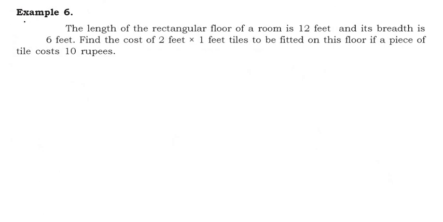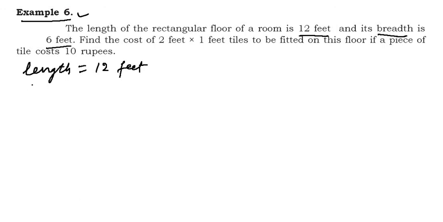Let us come to example 6. The length of rectangular floor of a room is 12 feet. So length is equal to 12 feet. Now its breadth is 6 feet. So you have to write width. Width is 6 feet. Find the cost of 2 feet into 1 feet tiles to fit on this floor if a piece of tile costs 10 rupees. So now first of all area of rectangle or area of floor.